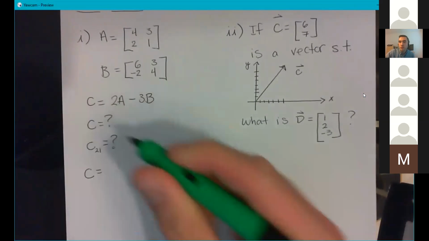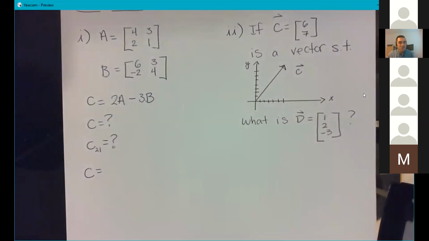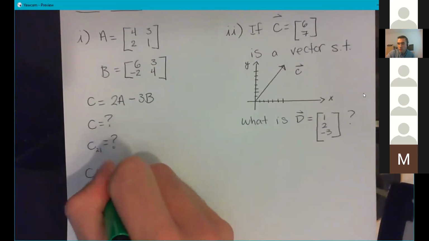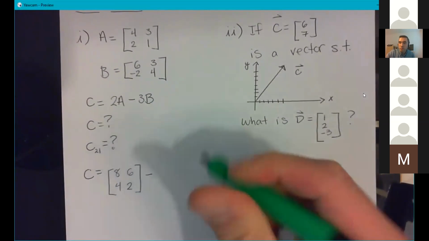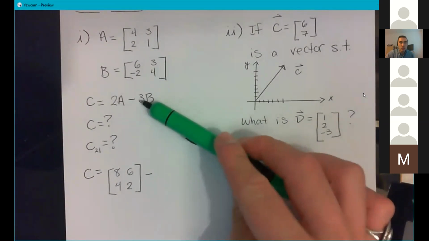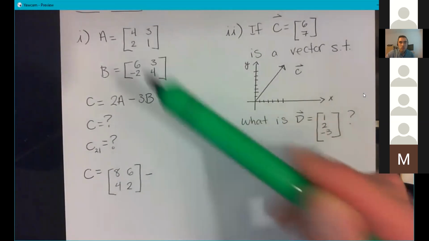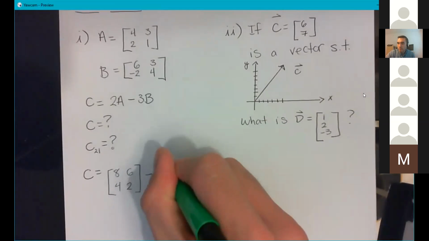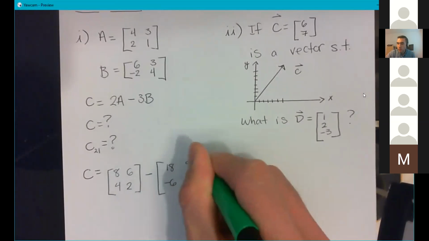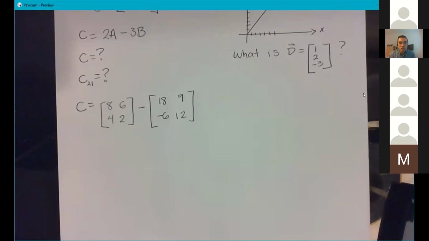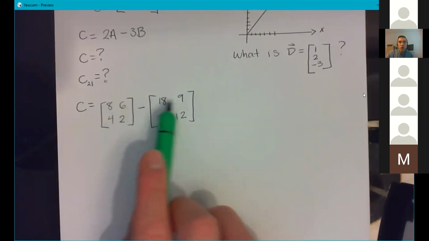So that is to say, if C is going to be equal to 2A minus 3B, well, I'm going to need 2A. So I'm going to take everything inside of A and I'm going to double it. So this is going to be 8, 6, 4, 2. And then from that, I want to subtract 3B. And again, this is just a step of scalar multiplication. So I'm going to multiply this 3 into B here. So this is going to give us 18, 9, -6, and 12. And then to subtract two matrices is simply to go through position by position to every position that corresponds and subtract the values.